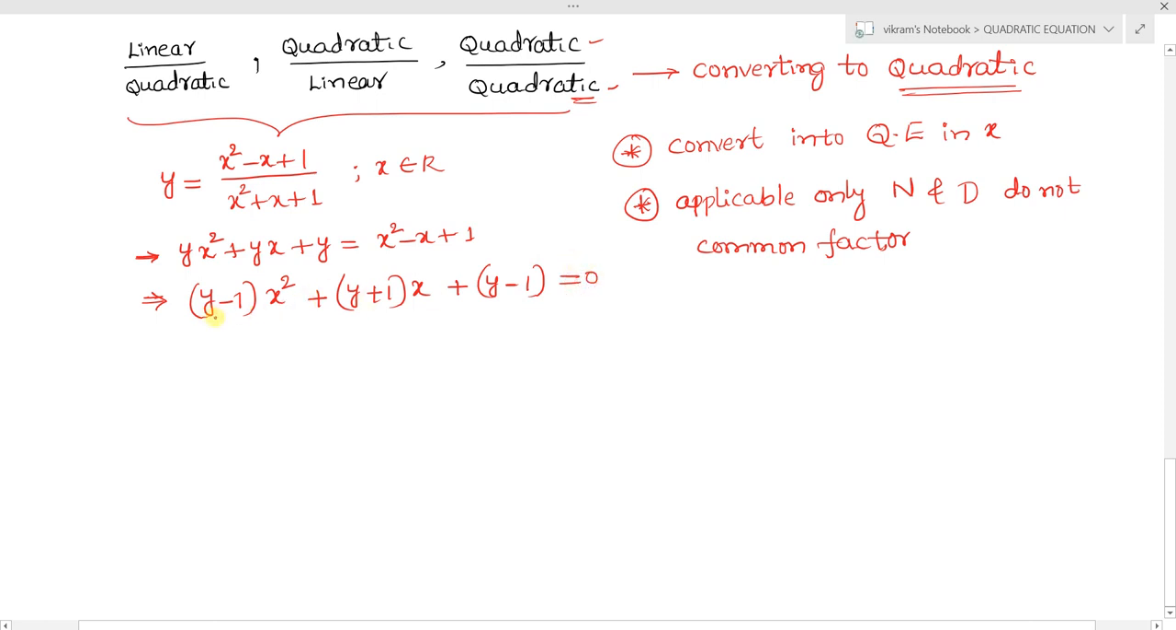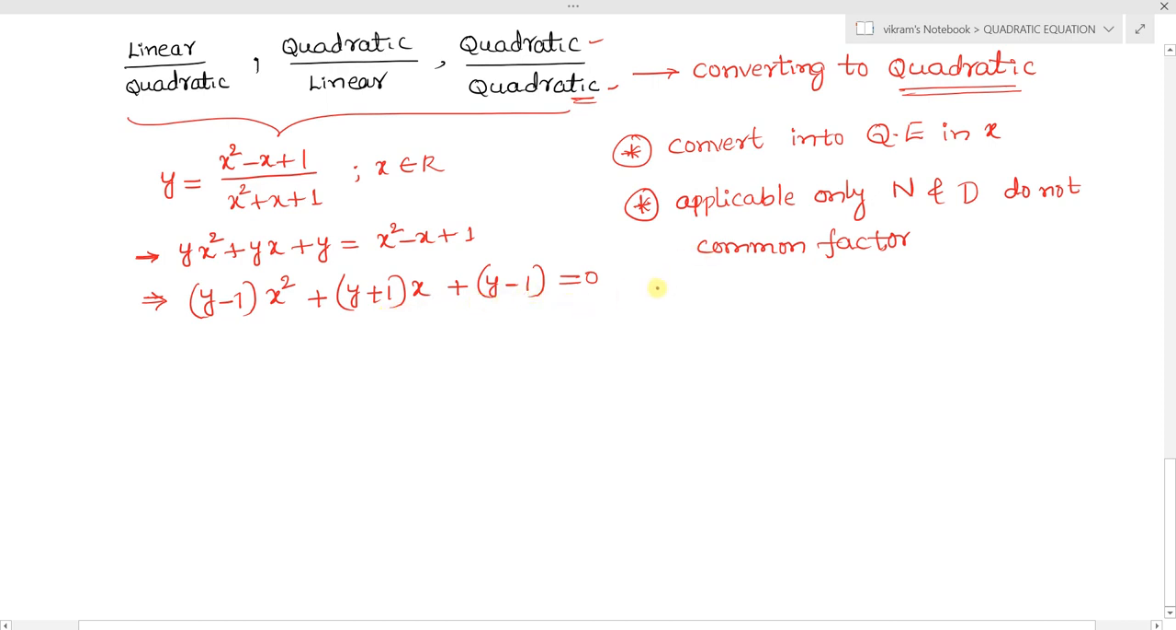Now this is a quadratic equation of variable x, in the form ax square plus bx plus c, where a is equal to y minus 1, b is equal to y plus 1 and c is also equal to y minus 1.